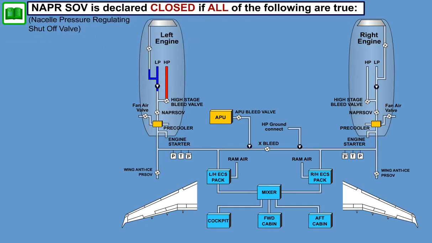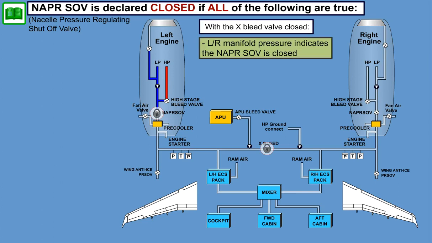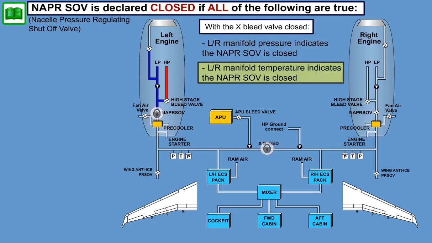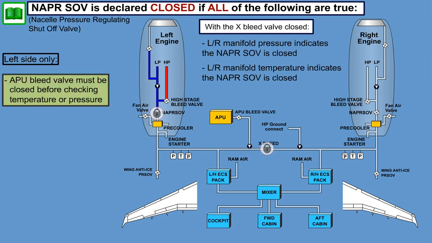The NAPR SOV is declared closed if all of the following are true. Corresponding engine is ready to bleed. With the cross-bleed valve closed, corresponding left or right manifold pressure indicates the NAPR SOV is closed. Corresponding left or right manifold temperature indicates the NAPR SOV is closed. On the left side only, the APU bleed valve must be closed before checking temperature or pressure in the manifold.